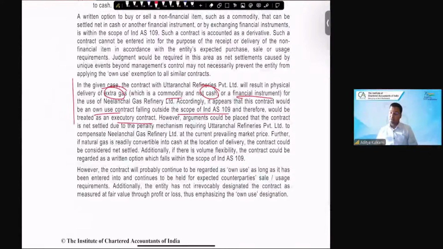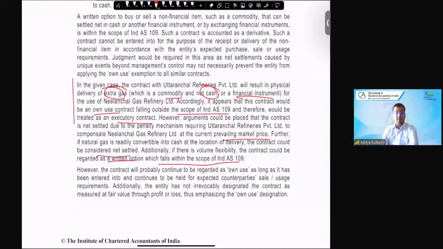However, arguments could be placed that the contract is net settled due to the penalty mechanism requiring Uttaranchal Refineries to compensate Neelanchal Gas Refinery Limited at the current prevailing market price. Further, if the natural gas is readily convertible into cash at the location of delivery, the contract should be considered net settled. Additionally, if there is volume flexibility, the contract should be treated as a written option, which falls within the scope of Ind AS 109.